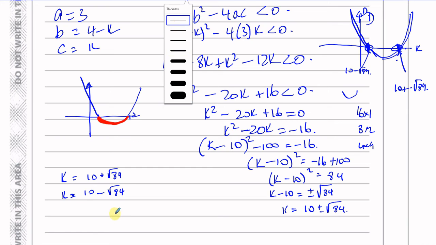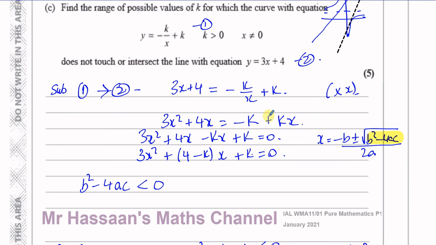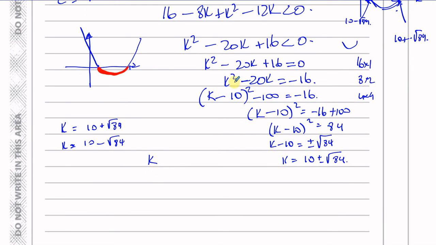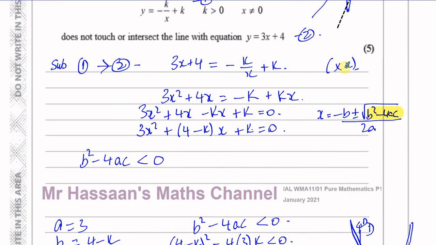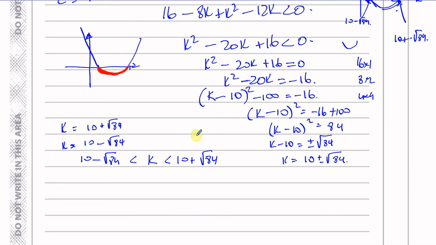Alright, so we can say that the values of k for which this line and this curve will not intersect, which is what we have to find, are the values of k for which the discriminant is negative, which are between 10 minus the square root of 84 and 10 plus the square root of 84. They can't be equal, because that's when there will be one solution, when the discriminant is equal to 0 and the line is a tangent to the curve. It can't be positive, because there will be two solutions, meaning the line will cut the curve in two places. And if it's negative, that means the line and the curve won't intersect.